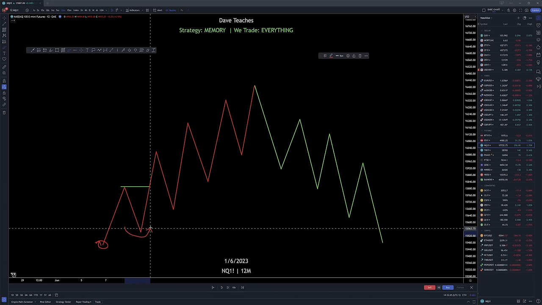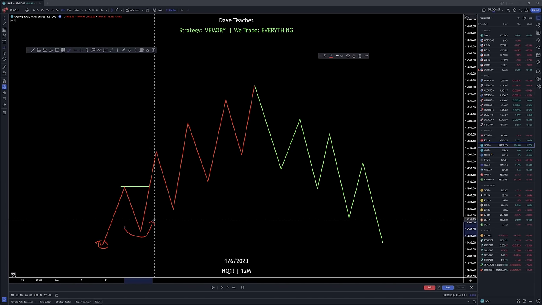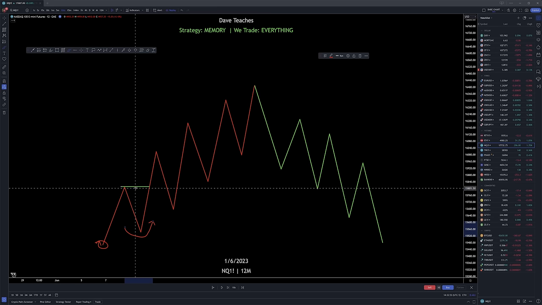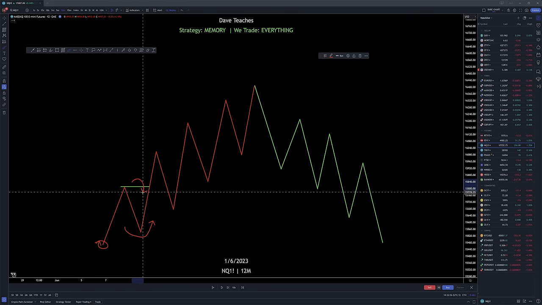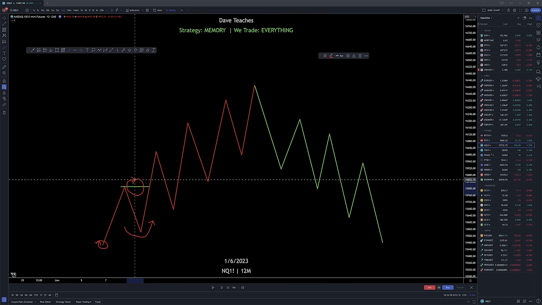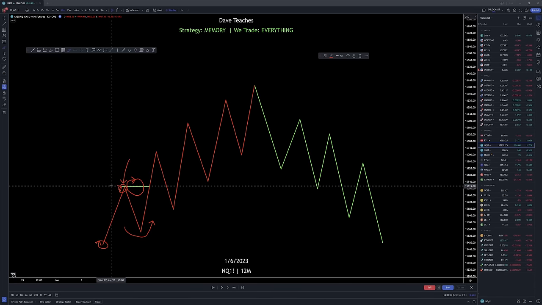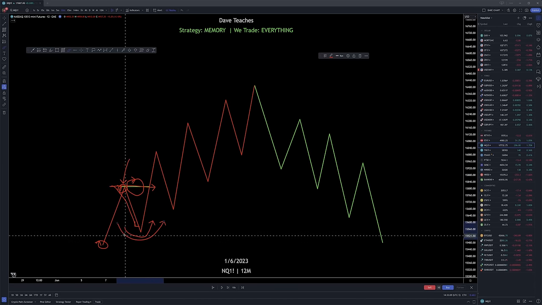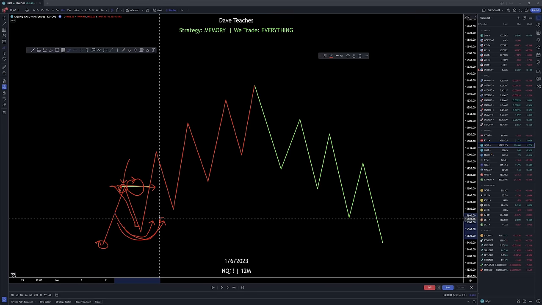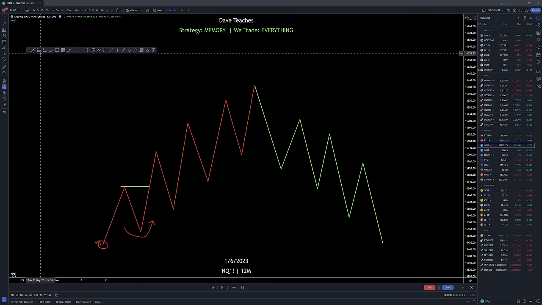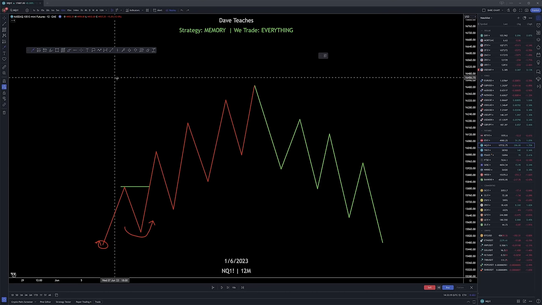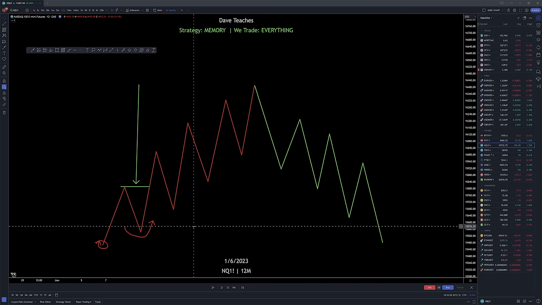This low down below is not a valid or a protected low until we close up above that green high, that green line that encompasses the high that put in the low. It is not a protected or a validated low if we do not get a closure above that high.